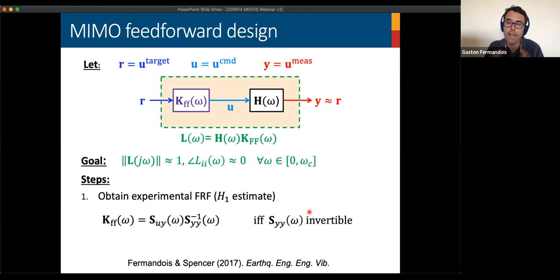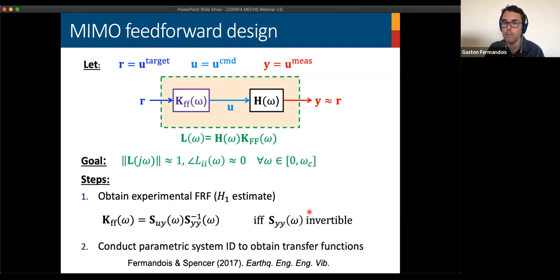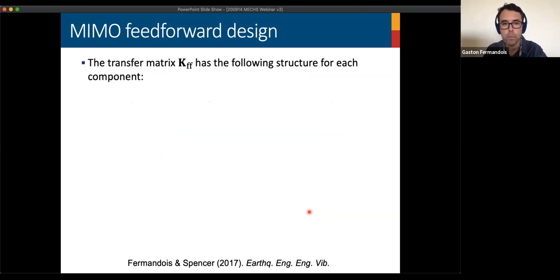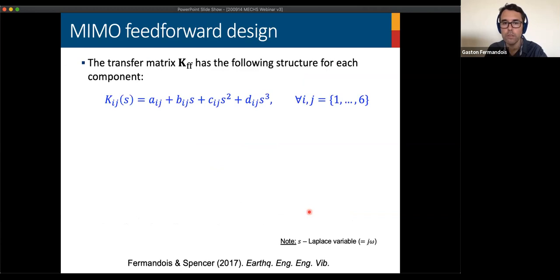And the steps, basically, it's a procedure where we have the information from an experimental modal analysis. We get the experimental FRF, so we can get the experimental FRF of our inverse of the system. And afterwards, we can conduct a parametric system ID to try to obtain a good transfer function for the model of the feedforward compensator, the inverse of our model. The transfer matrix has the following structure. In each component of the matrix, we have 4 parameters, A, B, C, D.